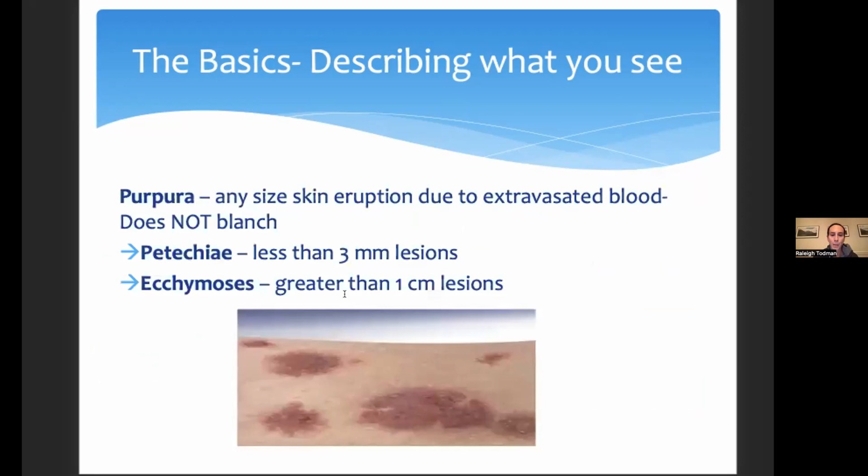And then we have other types of redness that are not erythema. So there's purpura. That's an eruption due to extravasated blood. So it does not blanch. It's not due to vasodilatation. So it's another type of redness. And then there's just size differences. So ecchymosis is when the lesions are greater than a centimeter, and petechiae are less than 3 millimeters. So really, really tiny. So you want to use these appropriately.